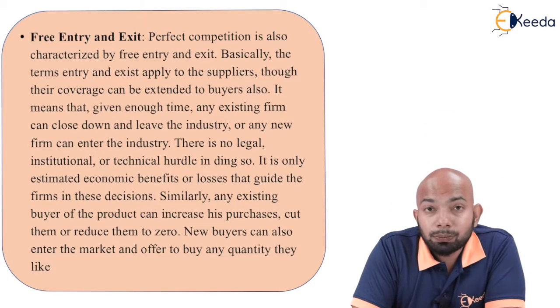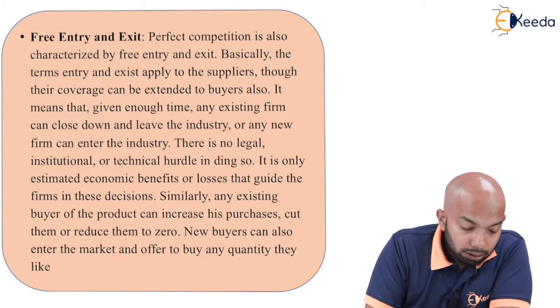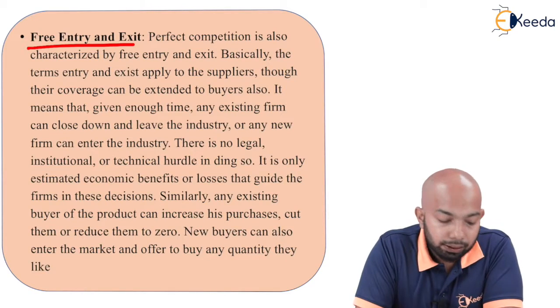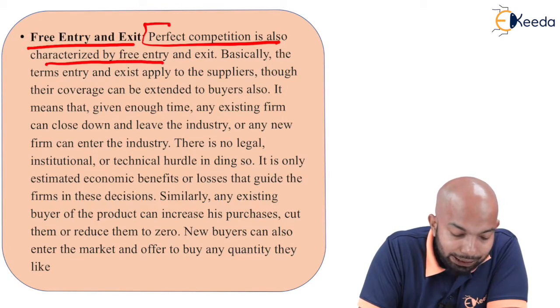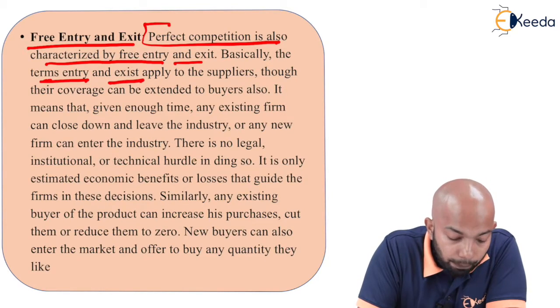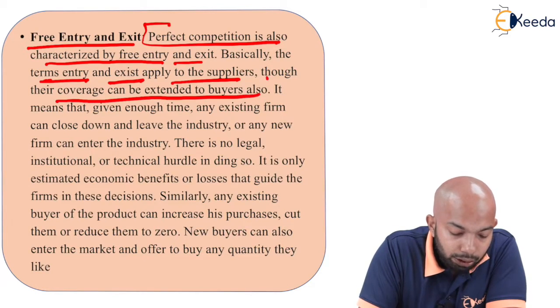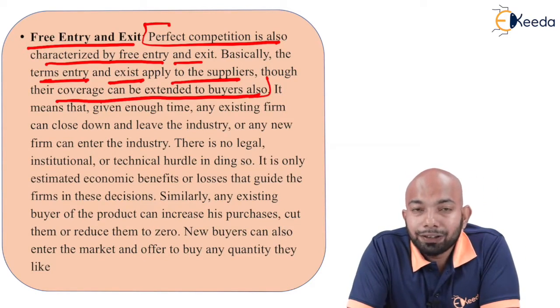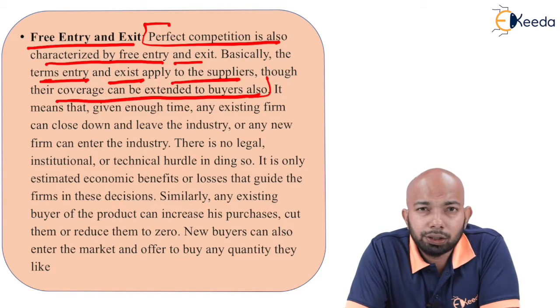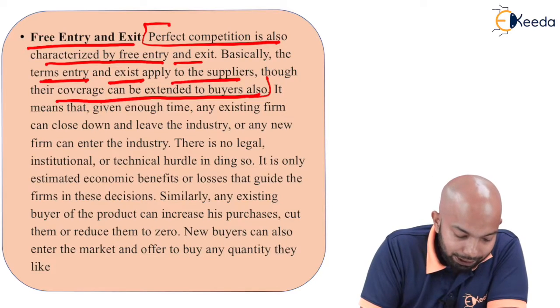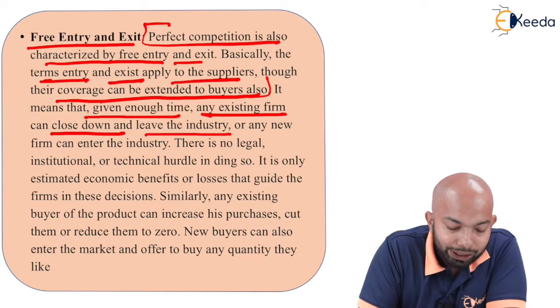Now, the next feature is free entry and free exit. Perfect competition is also characterized by free entry and exit. Basically, the terms entry and exit apply to the suppliers, though their coverage can be extended to the buyers also. Usually, free entry and free exit is only related to the suppliers, it is not related to the buyers at all. It means that given enough time, any existing firm can close down and leave the industry.